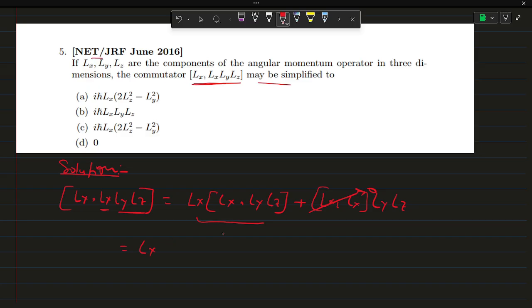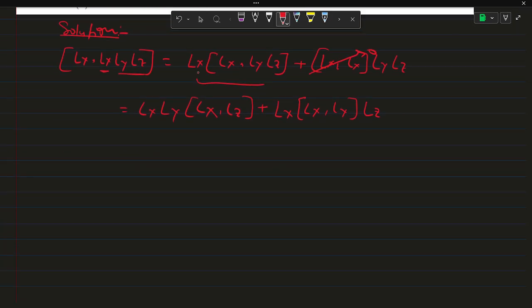So we can now write Lx. Again we take Ly outside: Lx, Lz plus Lx, Ly, and Lz will come outside. Now we know Lx, Lz is minus i h cut Ly and Lx, Ly is i h cut Lz. So again we can write Lx, Ly minus i h cut Ly plus Lx i h cut Lz.